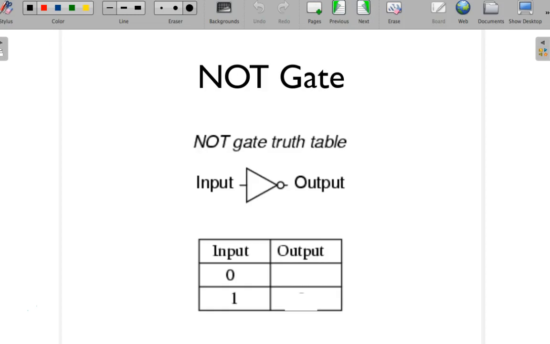Let's move on to the NOT gate. The NOT gate takes whatever input it has and inverts it. So if you invert 0, what you get is 1, and if you invert 1, what you get is 0.